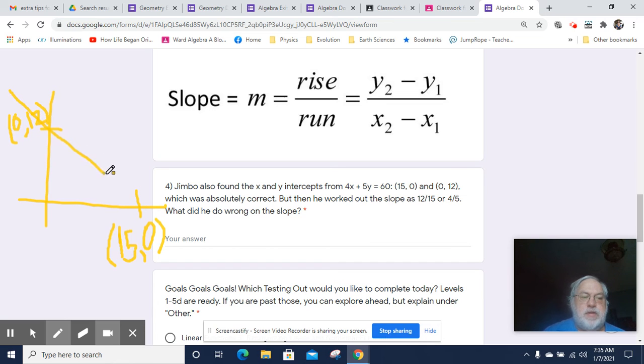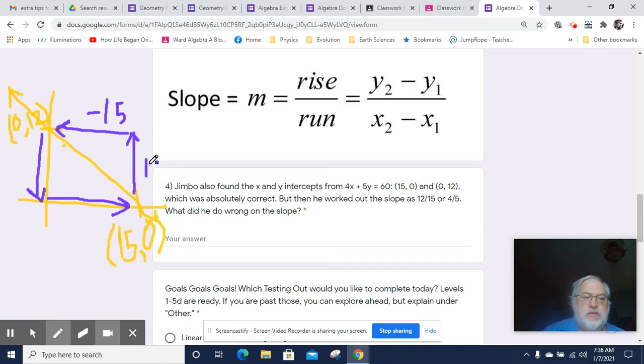Now, if I draw a line through them, you probably already noticed that that line has a negative slope. It goes down. So the rise is negative, and the run is positive if we're going from that point. Or if we go up, the rise is positive, and the run is negative. So that would be negative 15 if we did it that way, and that would be positive 12. Or if we did it this way, it's negative 12, going down from 0, 12 to 15, 0, and then positive 15. Either way, we should have a negative slope.